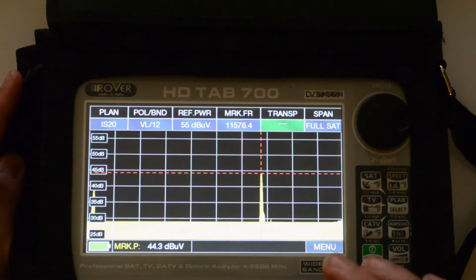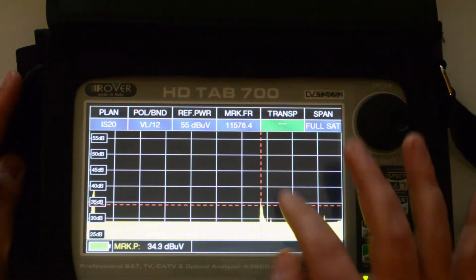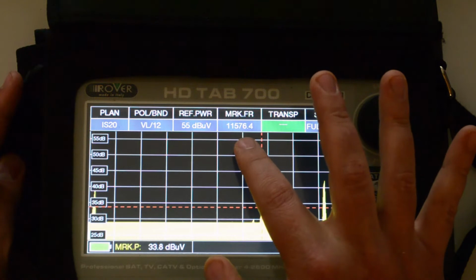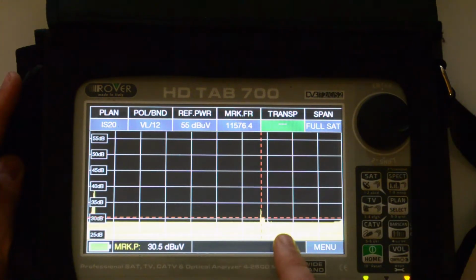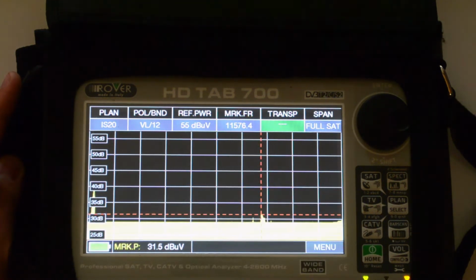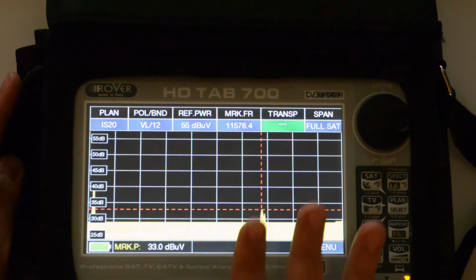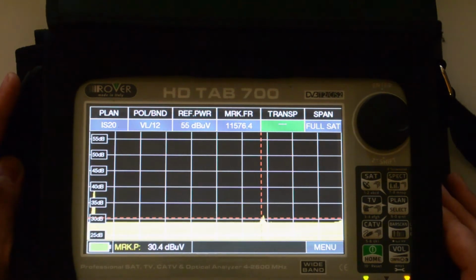Now that's a very powerful transmitter. It's sending a signal along this frequency here. You can see there's 11,576 megahertz. Now that frequency it's measuring is not at 11.5 gigahertz. That's what the meter is displaying. So what I need to do is show you how to, first of all, measure the interference, then secondly, work out what the actual signal is so that you know what you're looking at.